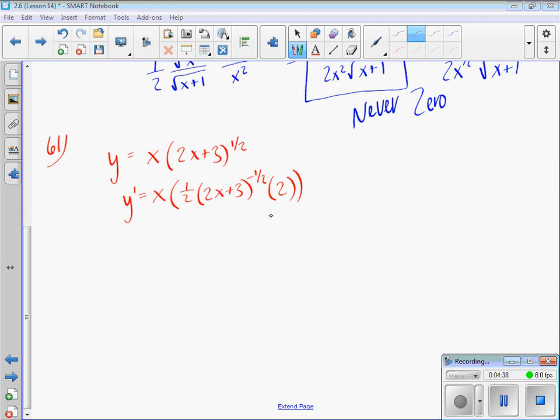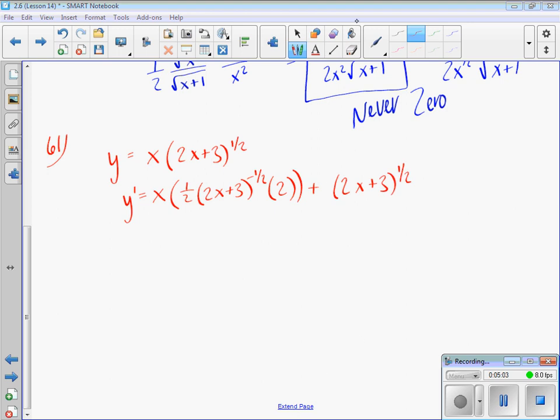And then a lot of people just continue from here. What am I still missing? What's the product rule? I have to do the other portion, right? This was just leaving the first part alone, taking the derivative of the second. Now I have to go plus, what's the derivative of x? 1, and then I leave this piece alone.